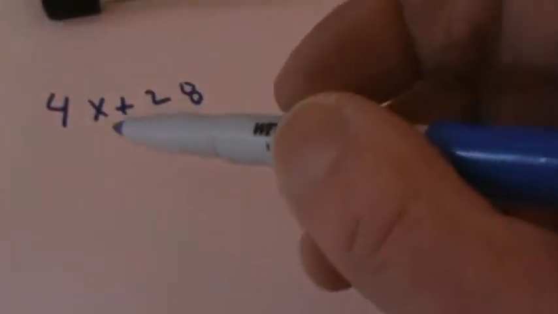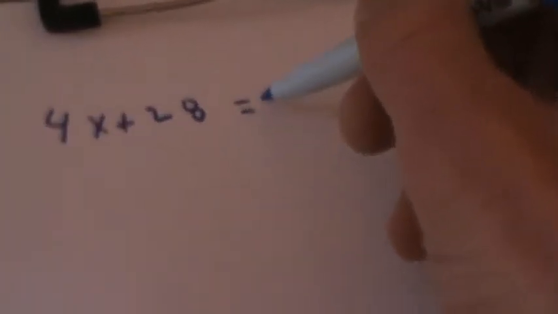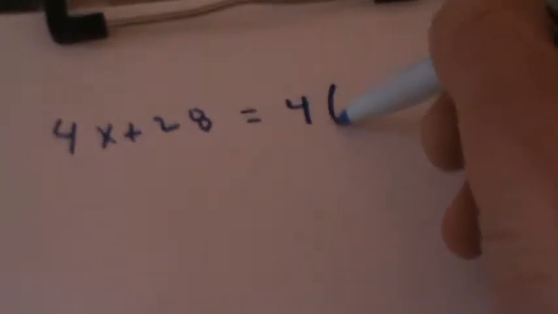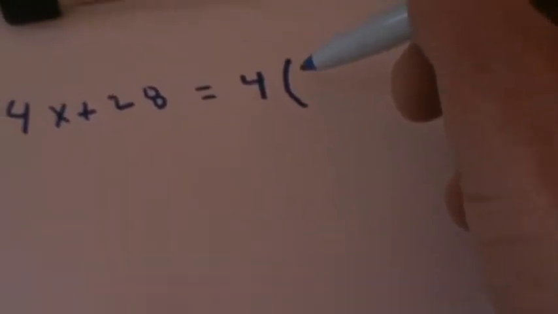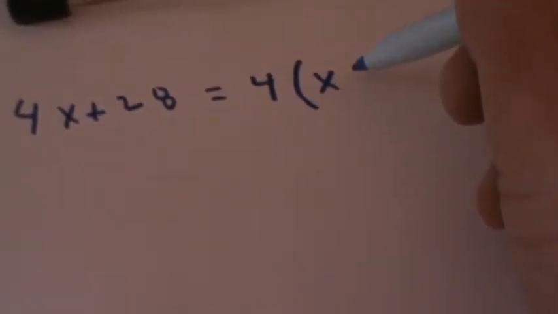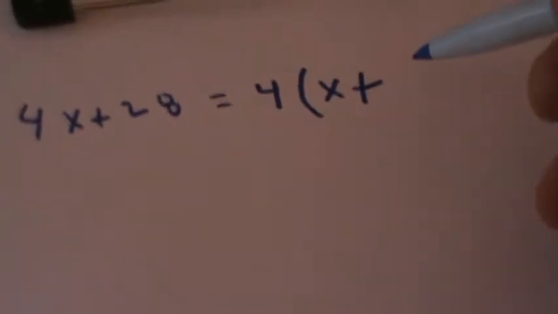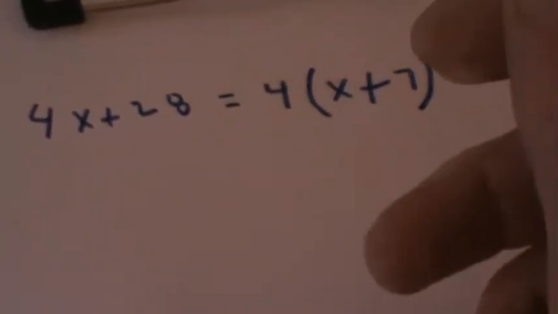If you're looking for the greatest common factor itself, what you need to look for is a number that will go into both 4 and 28, the largest number possible. In this case, the largest number possible that will work is the number 4. So we put that on the outside and say, okay, 4 times what gives you 4x? That will definitely be just plain x. And then we do the same thing. 4 times what gives you 28? That will be the number 7. And then you've got your answer right there.